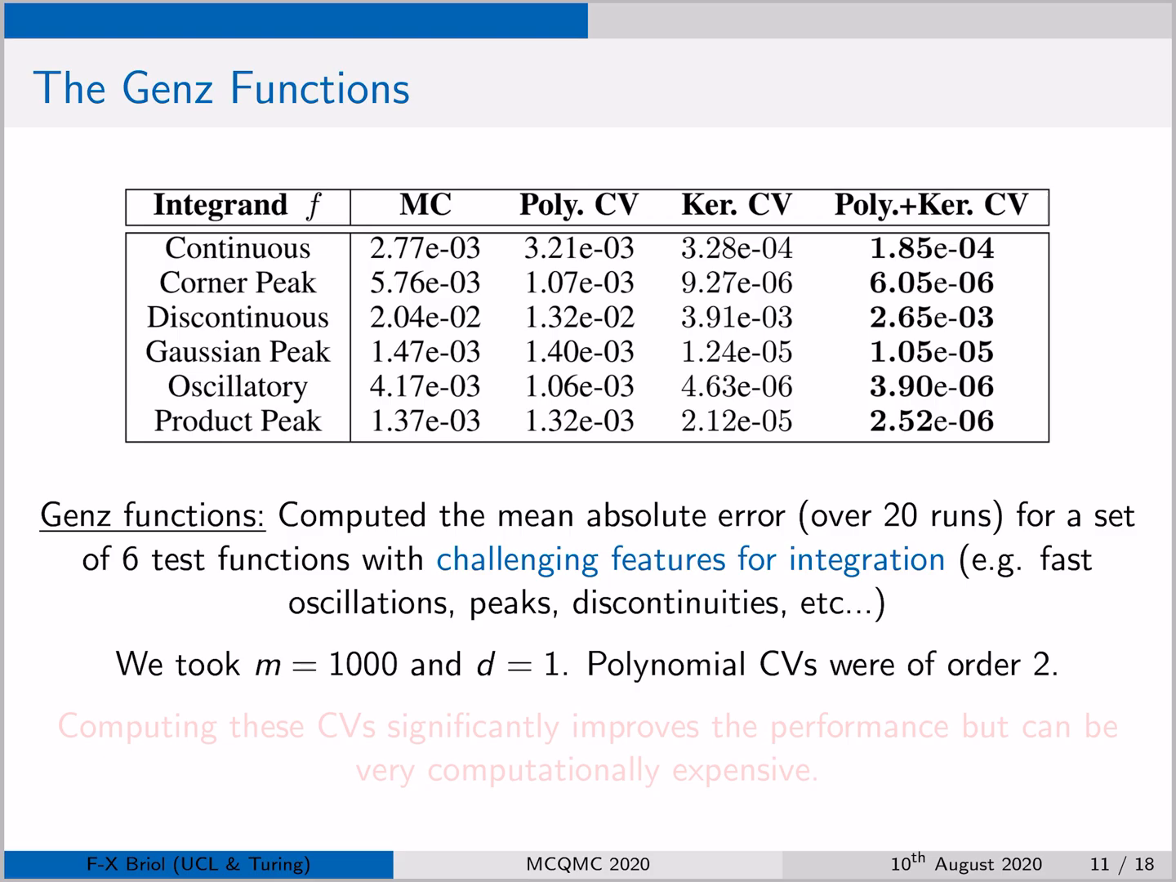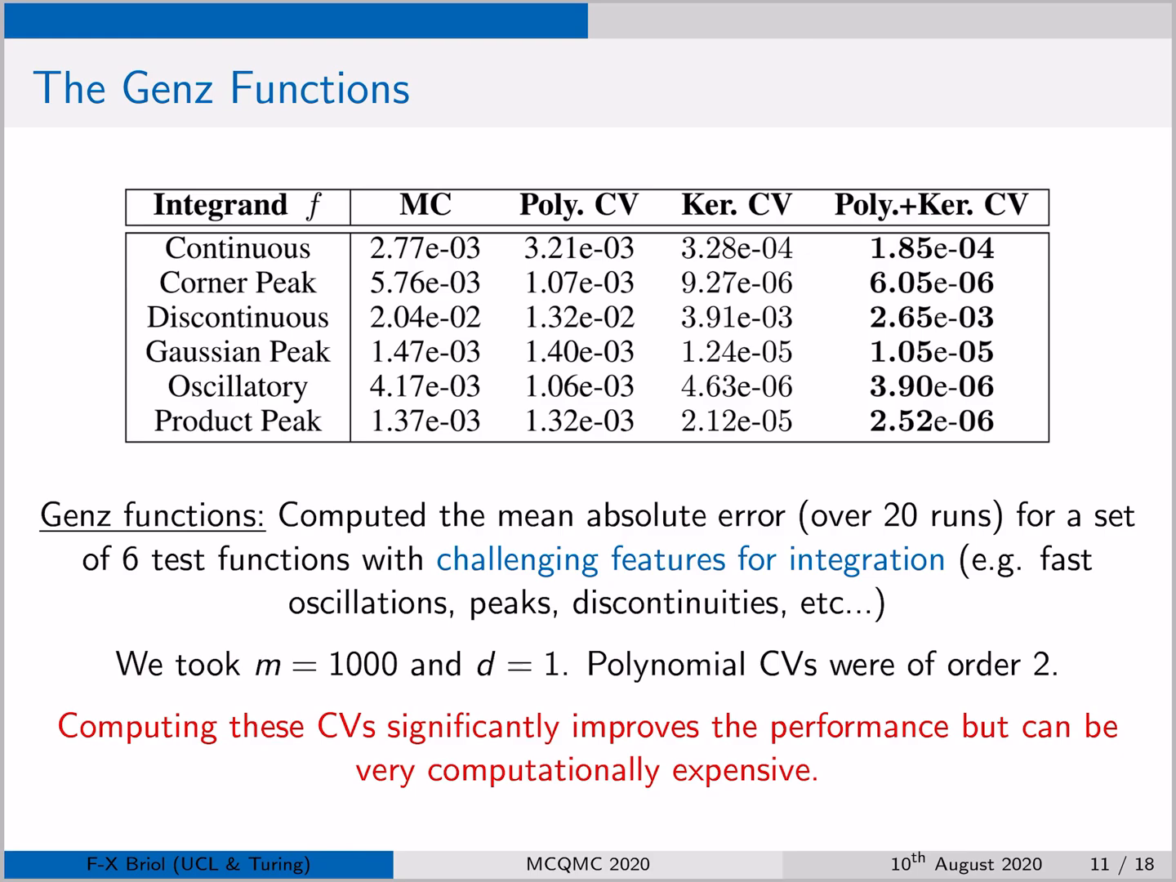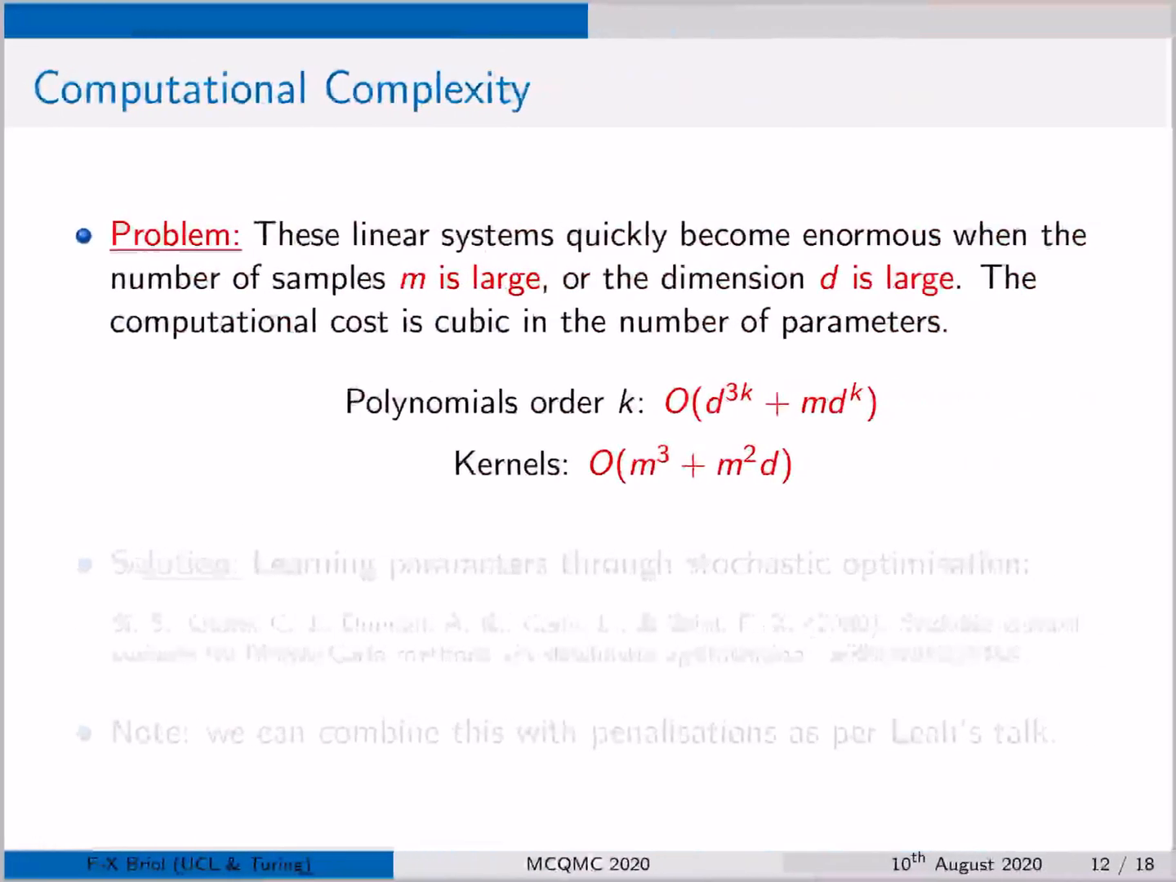Now, the thing that I've kind of hidden from you is that computing these control variates can be quite computationally expensive. This has often prohibited the use of these control variates for more challenging problems. By more challenging, I mean problems where the number of samples, or perhaps even the dimension of the integration problem, is much larger. Here I've written the computational complexity for either polynomials of order k control variates or kernels. As you can see, whenever m or d grows, this will blow up really quite fast.